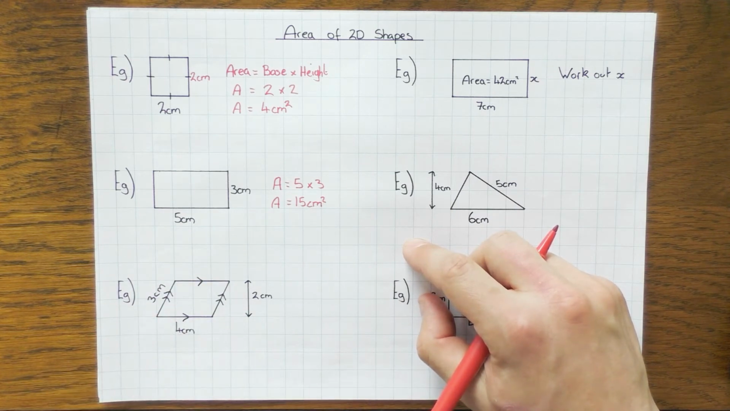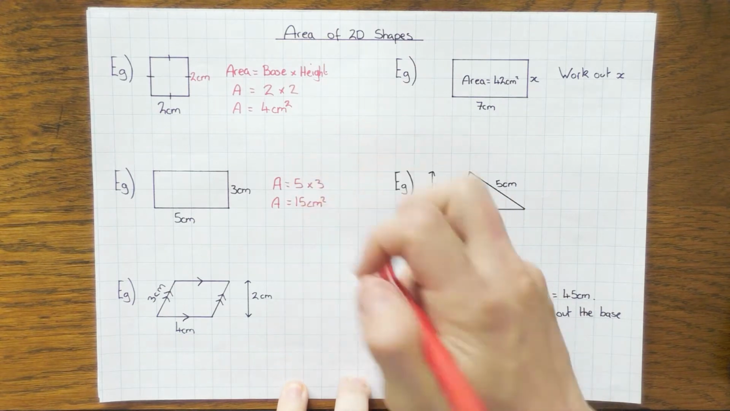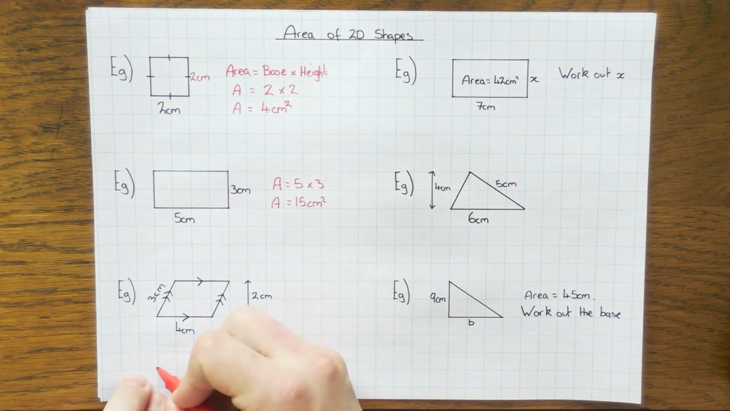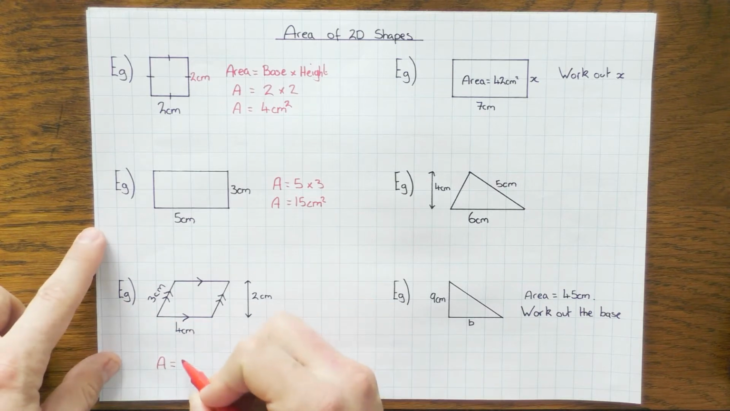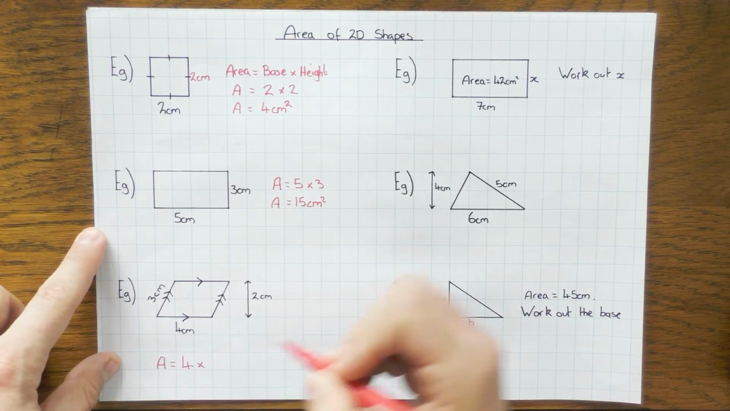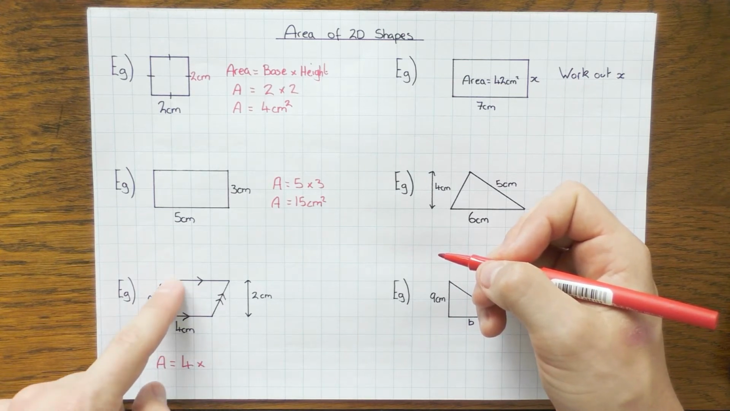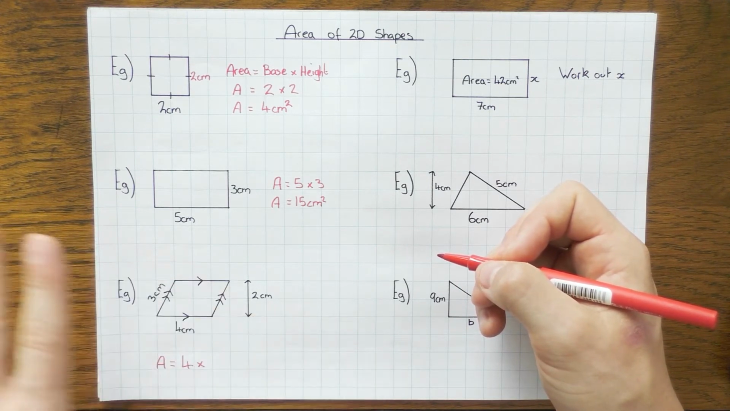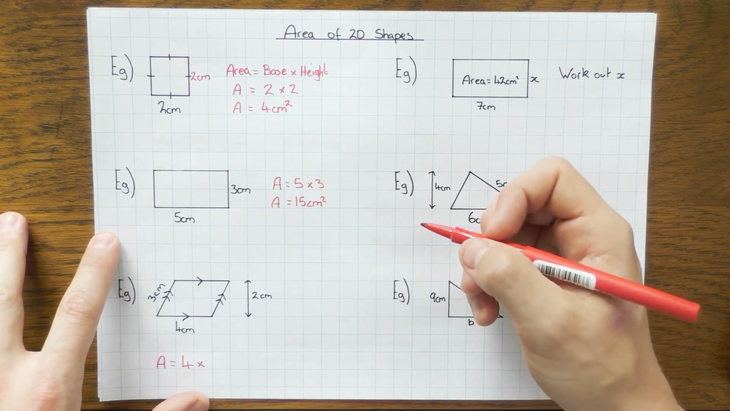Parallelograms tend to trip people up for some reason. The good news is, again, it's the same formula. It is just the base times the height. So the base in this case is 4 centimeters, and this is where people go wrong. The question might try and trip you up by having the slanted height here. We're not interested in that. That only comes into play if you're dealing with perimeter type questions.